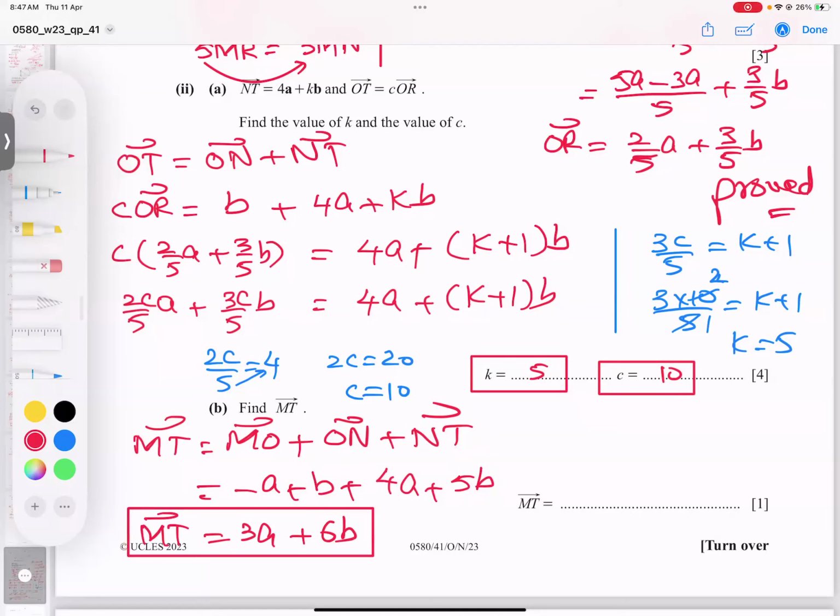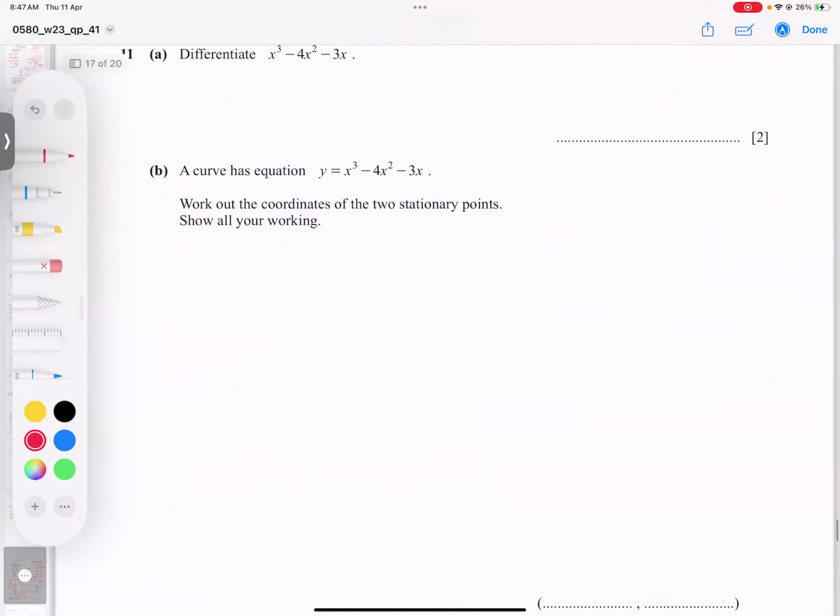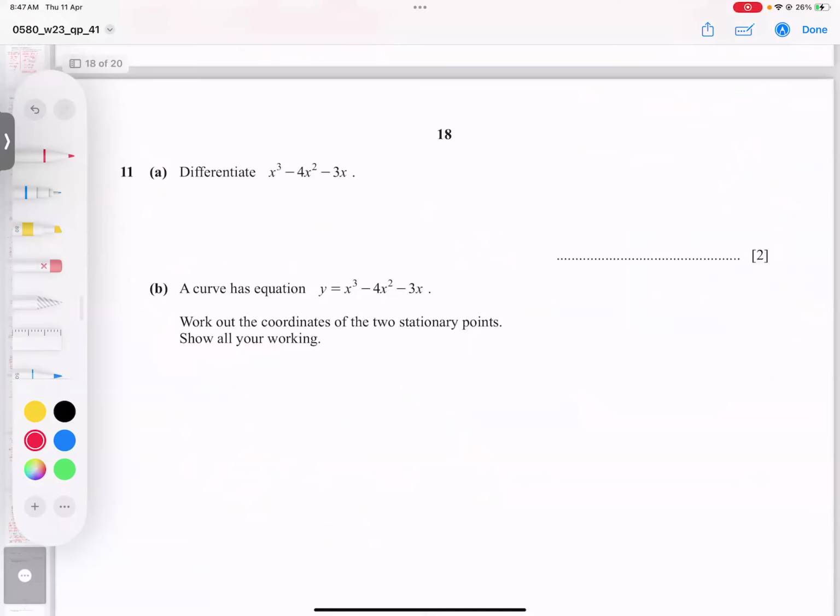Okay, so let's go to the next page. On the next page, we have question number 11, differentiate. And what is the basic property? Power, for example, x to the power 10. When you differentiate this kind of thing, 10 will come down and multiply, and the power becomes 1 less. This is the basic property. So apply the differentiation rule.